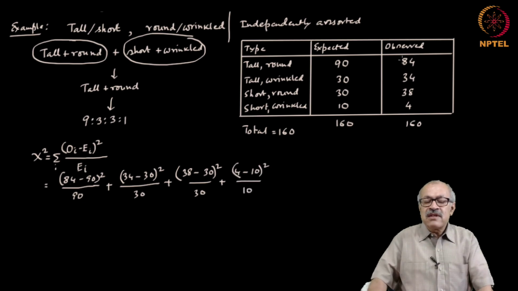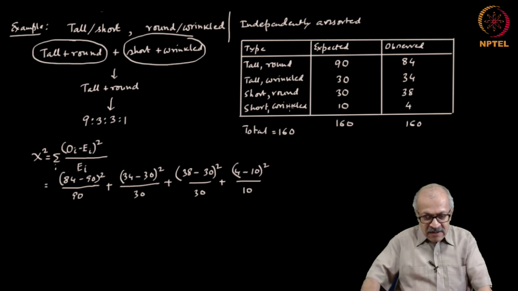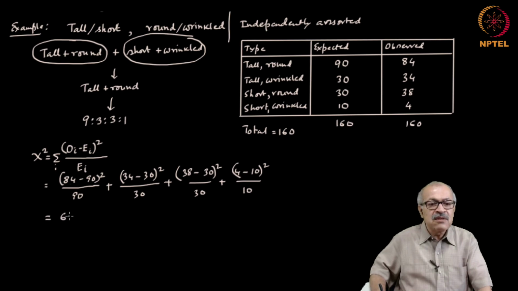So, 84 is the observed minus 90 expected, square, divided by the expected value. So, we have calculated each one of them, each category, and then we have summed them up, and this number comes to be 6.66.